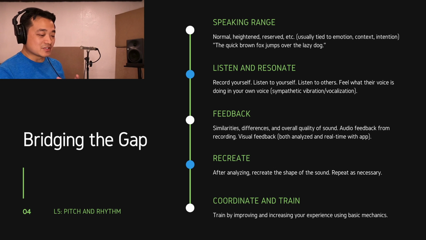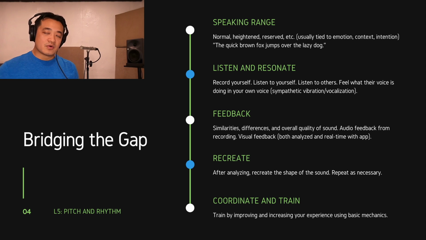And what's great about this is that as you listen to yourself, you can listen to others as well. Feel what their voice is doing in your own voice. And this is called sympathetic vibration, or I like to call it sympathetic vocalization. For example, if I were to sing a note, you feel that in your range for whatever reason, right? Those sounds resonate with you, and it almost feels as if your voice is trying to follow along, and that's this sympathetic vibration or vocalization part. And it's a very powerful part of singing, and it's how we connect as singers, as musicians.